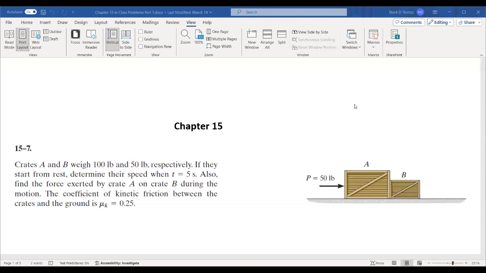Next, we're going to look at this problem from your book, 15-7. Crates A and B weigh 150 pounds respectively. If they start from rest, determine their speed when t is 5 seconds. Also find the force exerted by crate A on crate B during the motion. The coefficient of kinetic friction between the crates and the ground is 0.25.